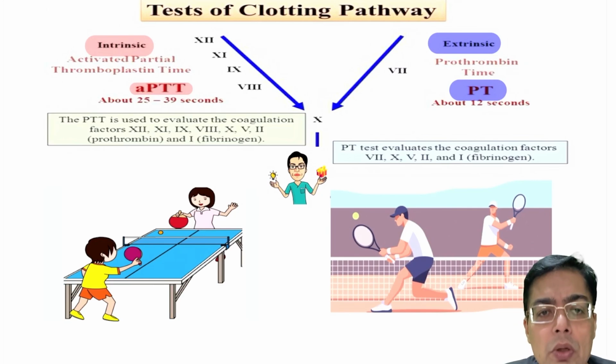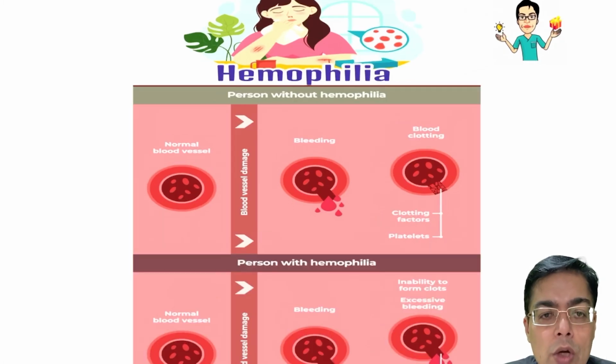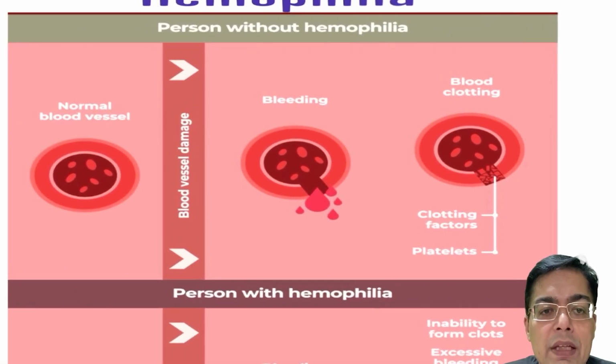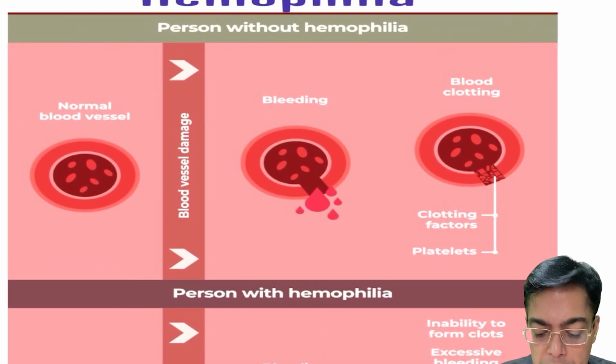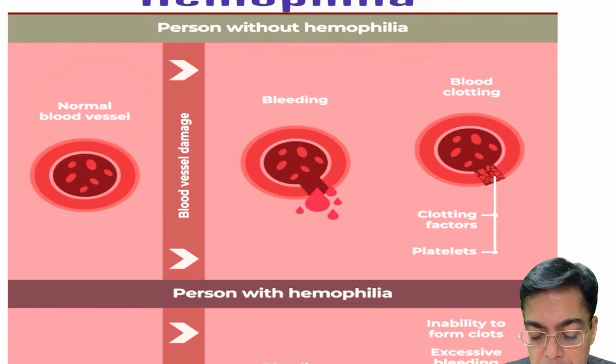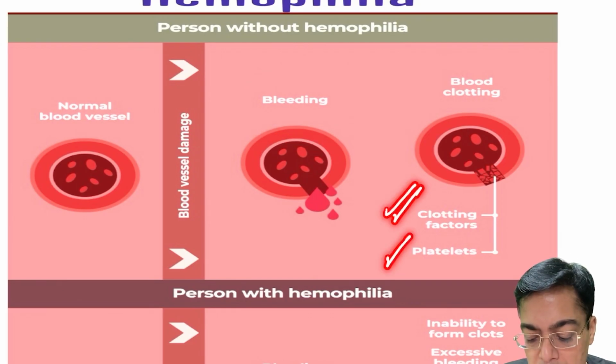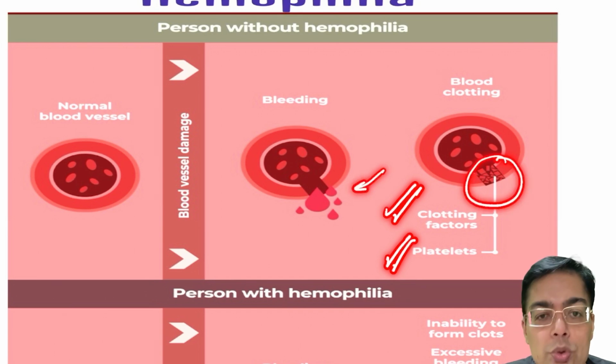Now, the other important thing about this particular pathway is that there are people who are going to be suffering from what we call bleeding disorders. Such conditions are commonly given the name of hemophilias. Normally, please understand what is happening. Normally, whenever there is blood vessel damage in individuals without hemophilias, the individuals are going to have initially a bleeding, but the blood clot is going to be produced, and that is because of the activity of clotting factors as well as platelets. So this bleeding is going to stop.